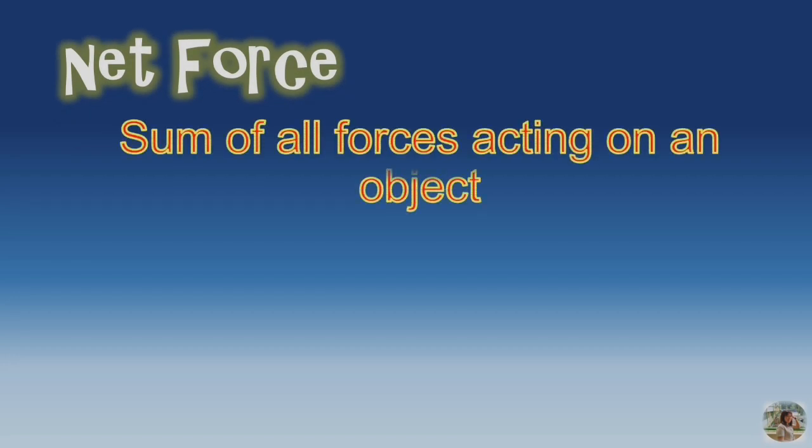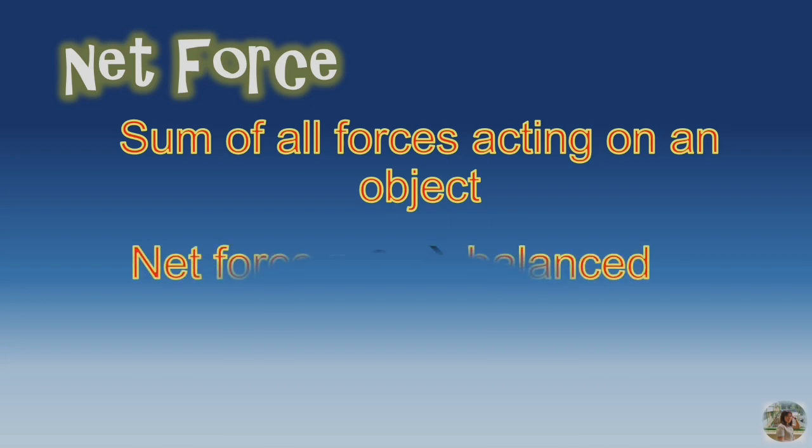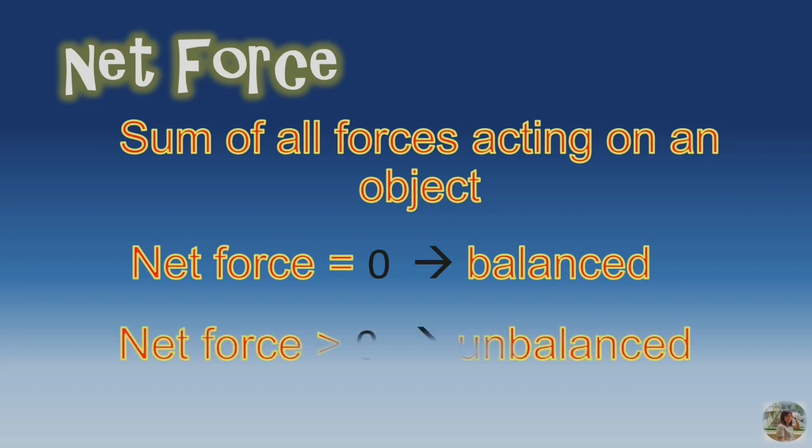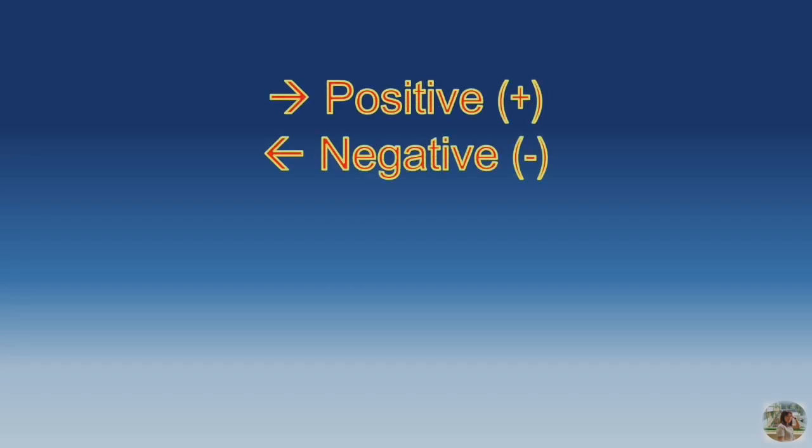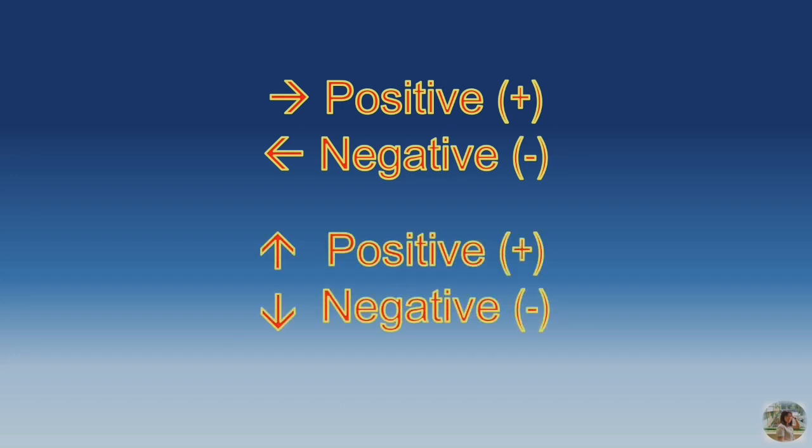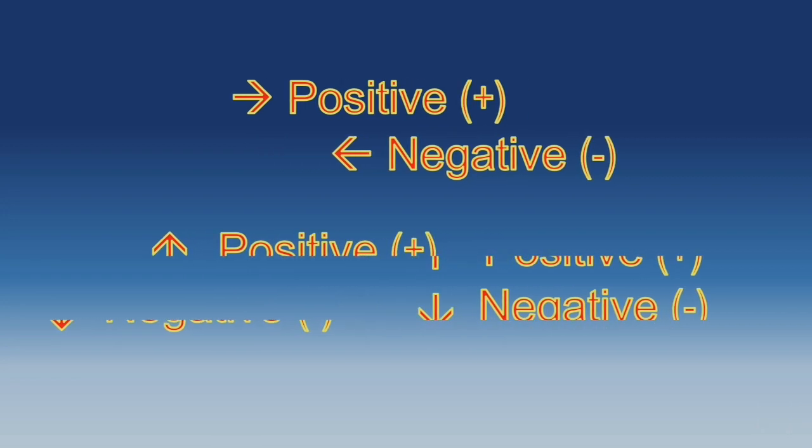Forces can be calculated using net force. Net force is the sum of all forces acting on an object. The net force is said to be balanced if it is equal to 0, while unbalanced if the net force is greater than 0. In calculating net force, it is very important to know the rule of signs applying to direction. When the force is going to the right side, the force is positive. When it is going to the left side, the force is negative. When the force is going upward, the force is positive, while if it is going downward, the force is negative.